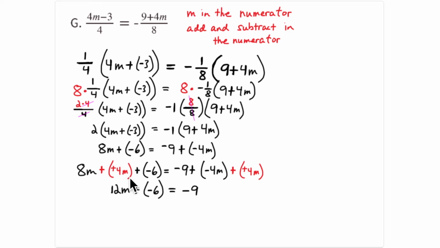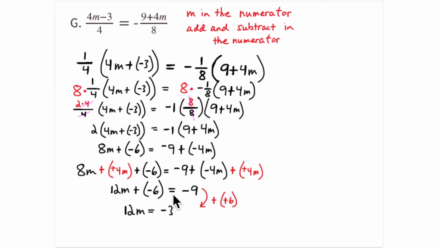Probably not a good way to say it or do it. You're really operationally, mathematically, adding a positive 4m to both sides. Probably a better way to look at it. So 8 plus 4 is 12. You have 12 of these m's plus a negative 6, and you have just negative 9 on this side. This has disappeared. This has become 0.